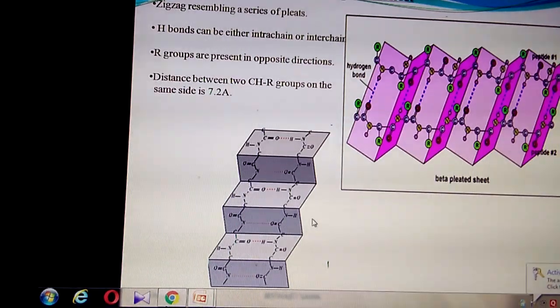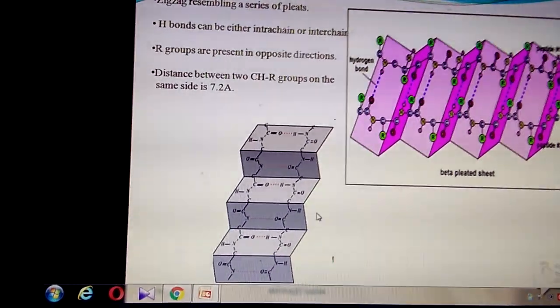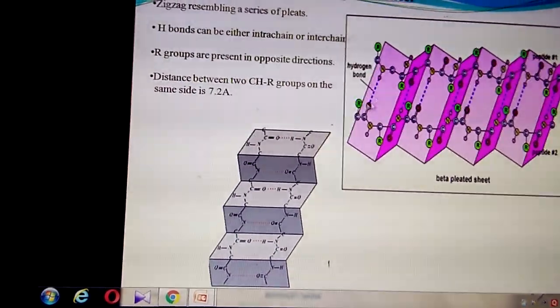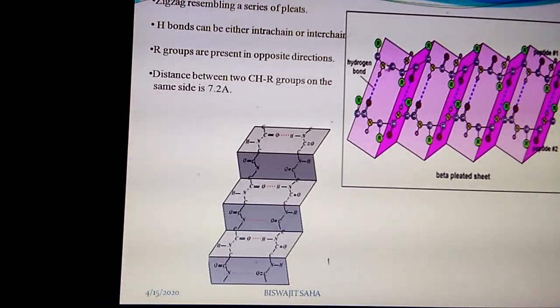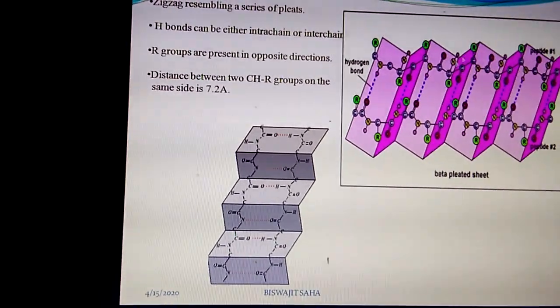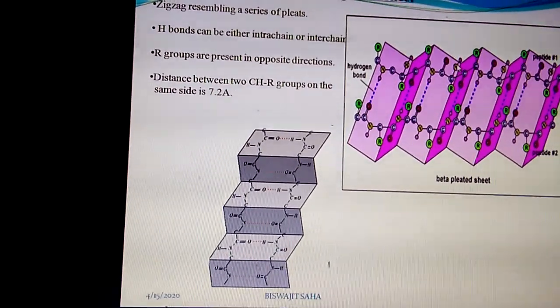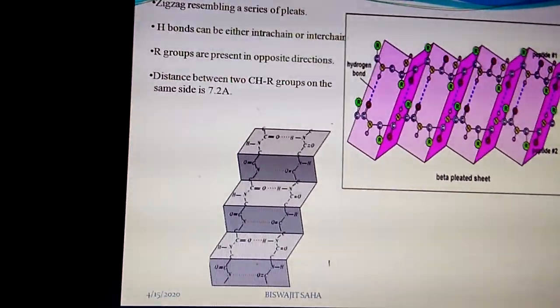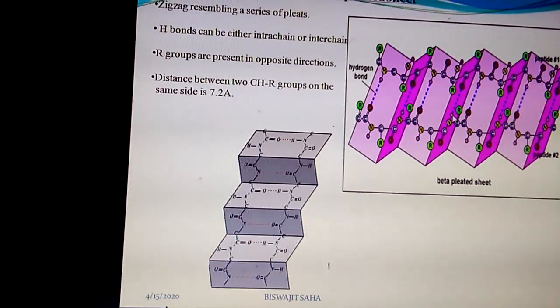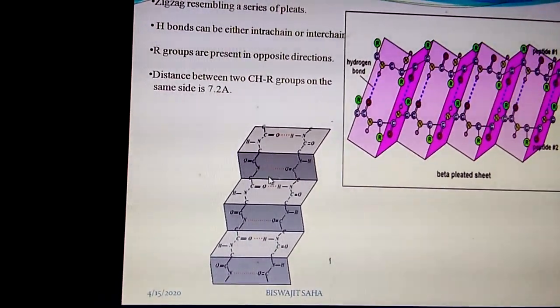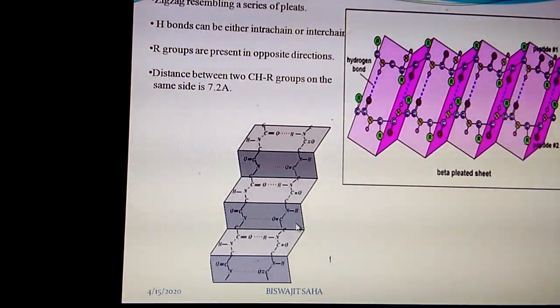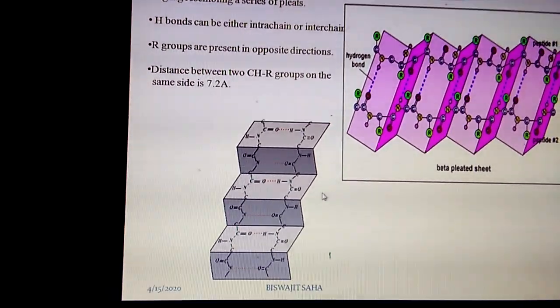In beta conformation, the hydrogen bonding can be either intrachain or interchain. Intrachain means within the chain, they can form a hydrogen bond between this NH and CO group, and it can form between CO and this NH. So this is the interchain. You can see there, this is the interchain, and they can form strong hydrogen bonds between the chains also.